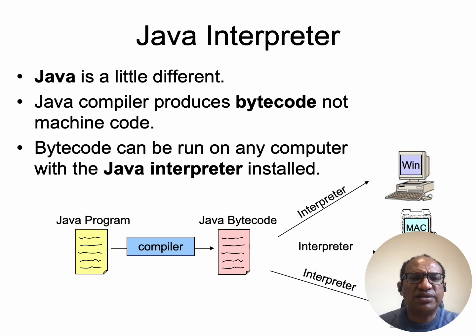Instead of compiling directly into machine code, Java compiles into an intermediate form called bytecode. This bytecode is then executed by a Java interpreter, the JVM or Java Virtual Machine, which translates it into machine code at runtime. This means that Java programs can run on any operating system as long as the Java interpreter is installed, making Java platform independent.